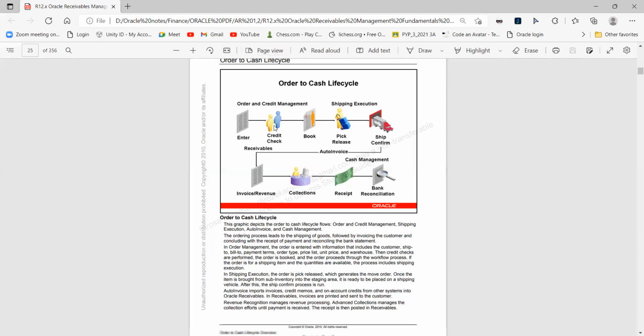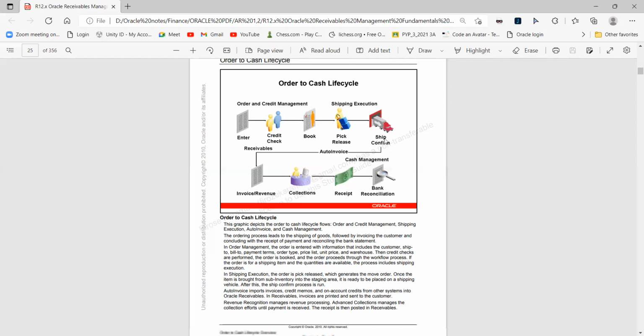So credit check here, what it means: for customer A, I am giving 10 lakh as the limit. That is the credit check. Whenever my invoices are already at 9,50,000, and now I am creating a sales order for 60,000, I'll get a pop-up: credit limit exceeded. It is not allowed. That is called credit check. You learned this also. Then booking the sales order.